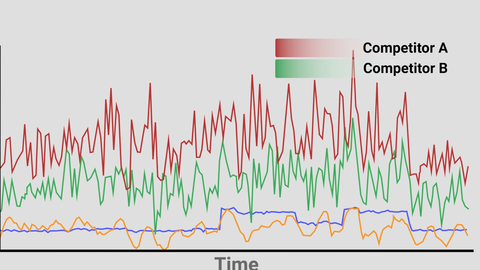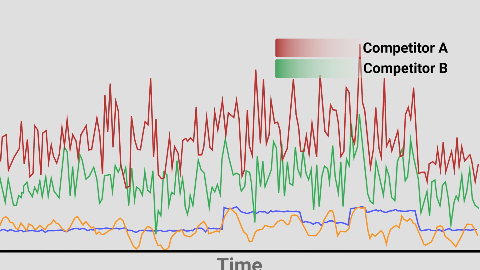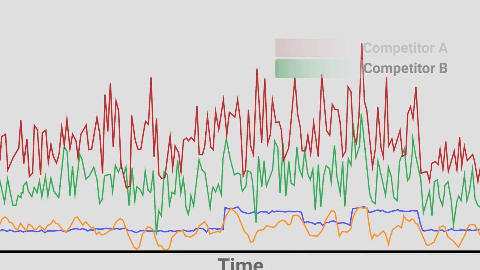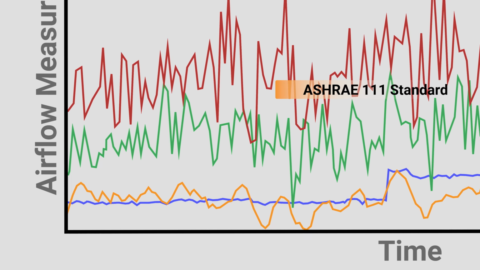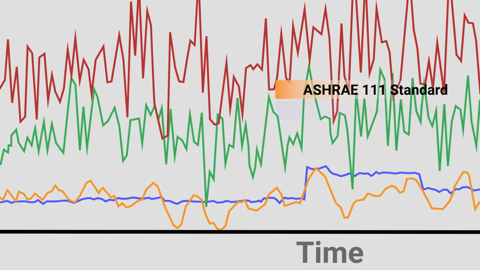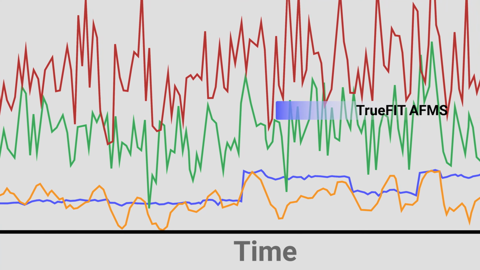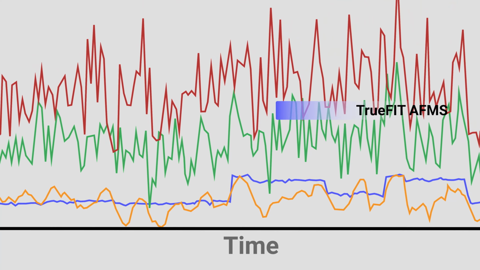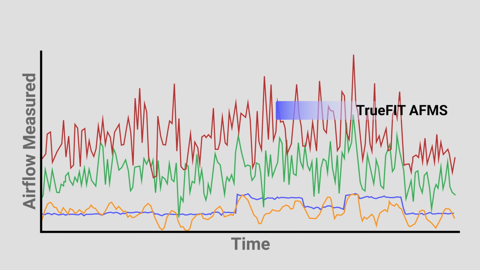And as we see in this chart, these flows are higher than actual and have very erratic readings as moisture impacts these sensors. We also see some reaction to moisture in the ASHRAE 111 equation, as these are temperature-based measurements that are also affected by extreme moisture. The measurement of airflow by the TrueFIT AFMS remains steady as temperature is not required to produce this measurement. This is why the TrueFIT AFMS is the most reliable solution for a healthy, sustainable building.